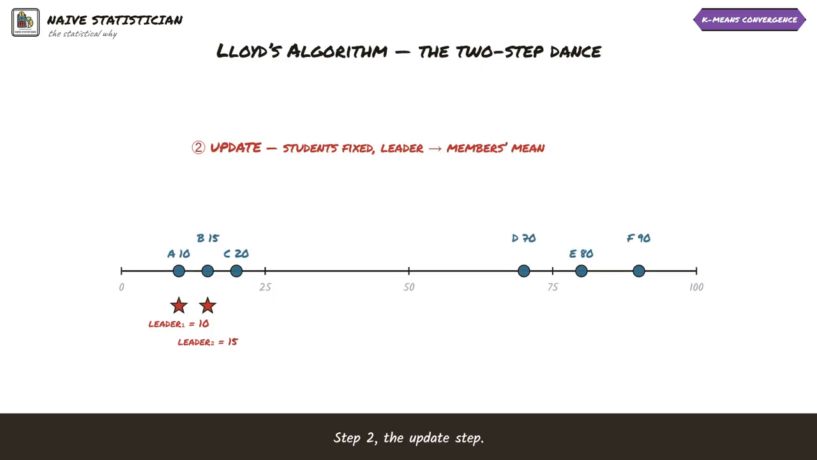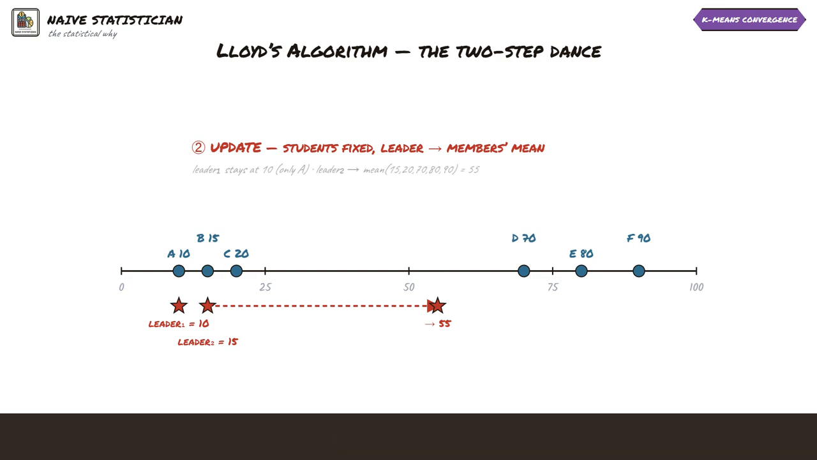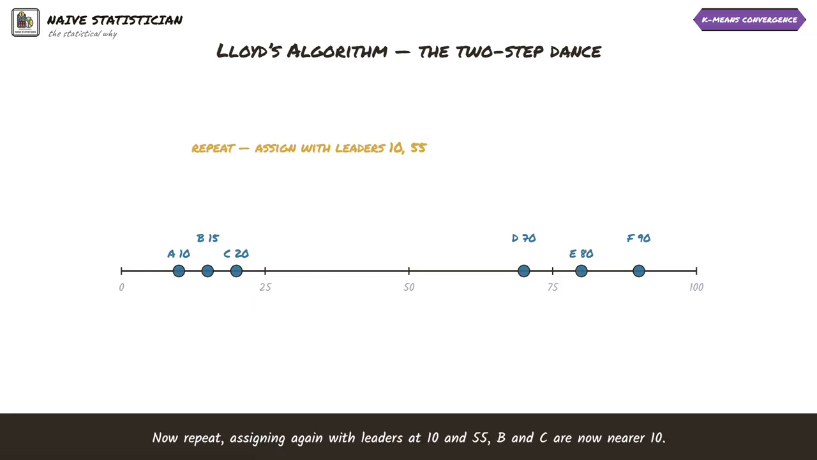Step 2, the update step. With the students fixed, each leader moves to the average of its members. The first circle holds only A, so its leader stays at 10. The second averages 15, 20, 70, 80 and 90 to 55. Just from moving the leaders, the WCSS falls to 4,900. Now repeat.